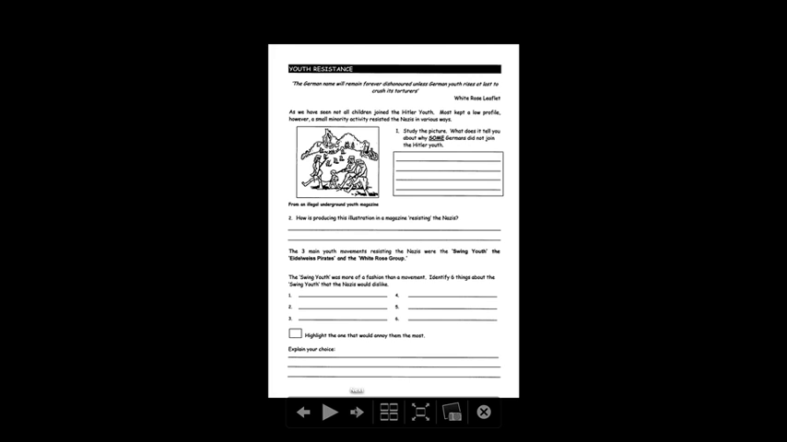The German name will remain forever dishonoured unless German youth rises at last to crush its torturers. From a pamphlet printed by the White Rose organisation.